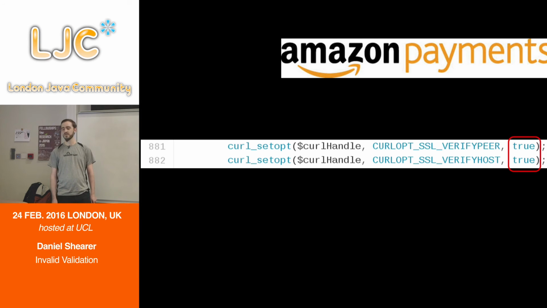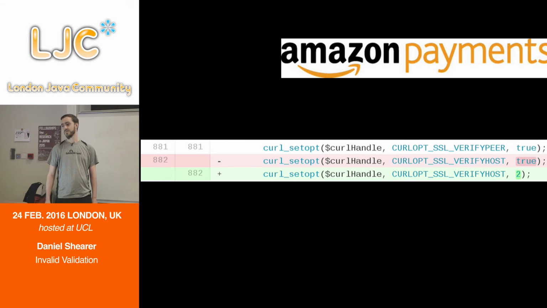Here's an amusing little bug from the Amazon Payments client APIs. They're trying to do everything right. You see, both options are set to true, verify peer and verify hosts. Unfortunately, one of these options is not like the other. One of these options is actually a long. It should be verify host equals 2. True means 1, which means false. PayPal had the exact same bug in some of their client code.